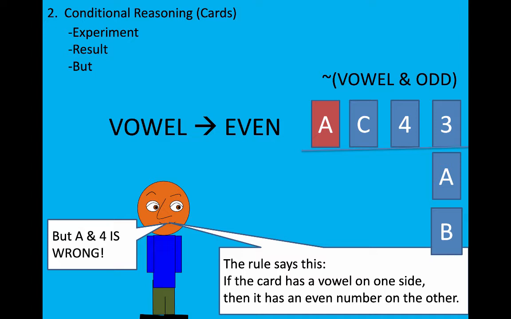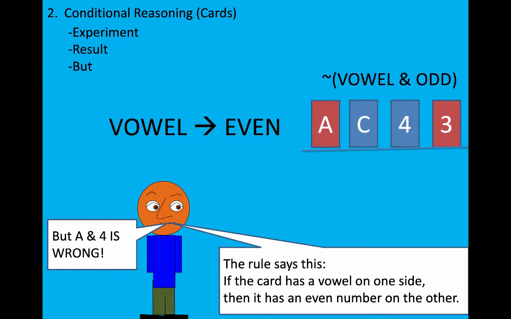Well, if you have an A on the other side, that is, if you have a vowel on the other side, then you have a pairing of vowel with odd and you violated the rule. So you do need to turn over card 3 to make sure it doesn't have a vowel on the other side, because if it does have a vowel on the other side, then it violates the rule, if vowel then even. So A and 3 is the correct answer.